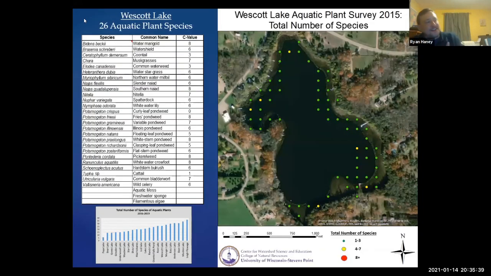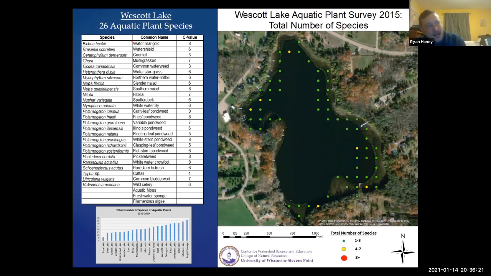When the survey was conducted, they identified 26 different species of aquatic plants in the lake. And at the bottom there is one of the graphs out of the countywide report that compares all the lakes together. And so you can see Wescott is kind of in the upper third with 26 different species, of the lakes that we've done so far. Generally, a higher number of species is considered a good thing. It's considered good biodiversity, and a more diverse plant community is usually more robust and considered healthier.